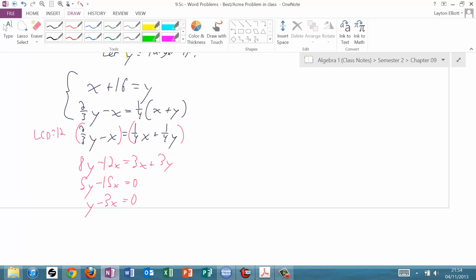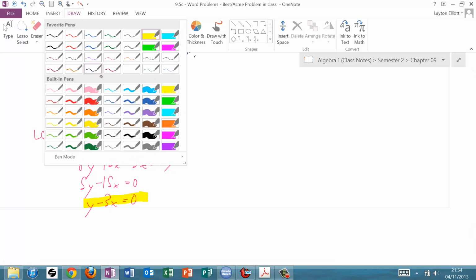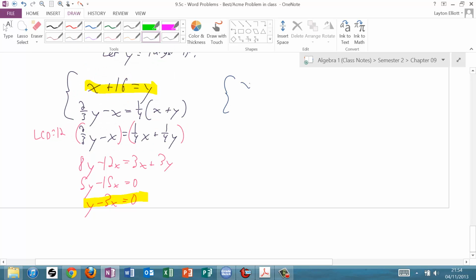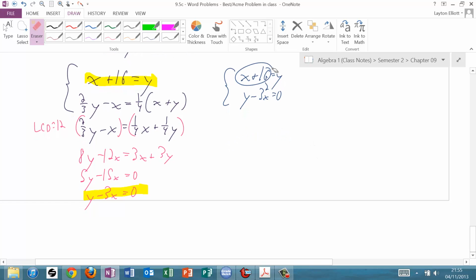So this could be considered equation 1 up here, equation 2. Let's rewrite those on top of each other just to get them together. x plus 16 is equal to y, and y minus 3x is equal to 0. Let's take this and substitute it in for y. So I have x plus 16 minus 3x is equal to 0, or negative 2x is equal to negative 16, or x is equal to 8.